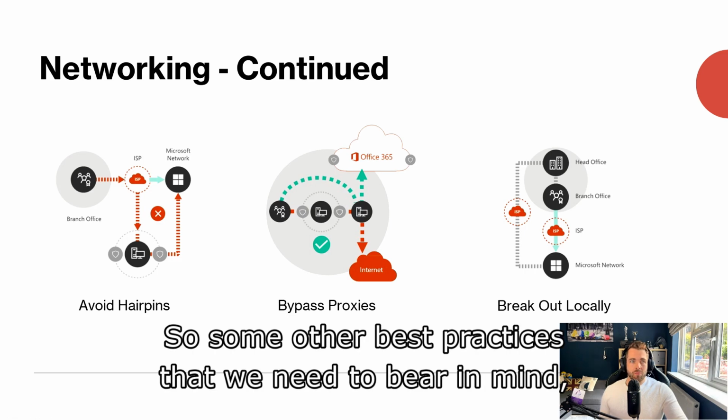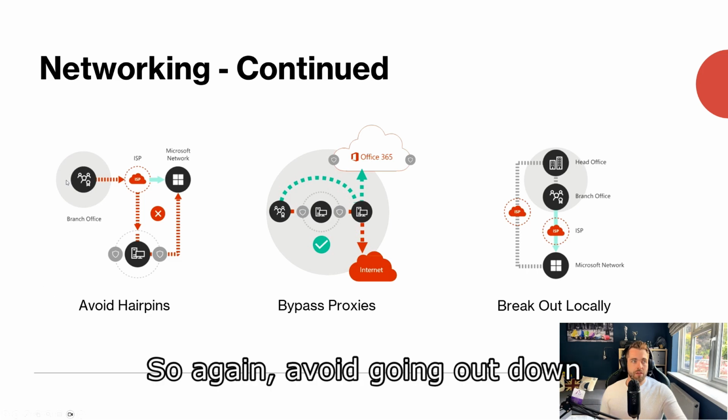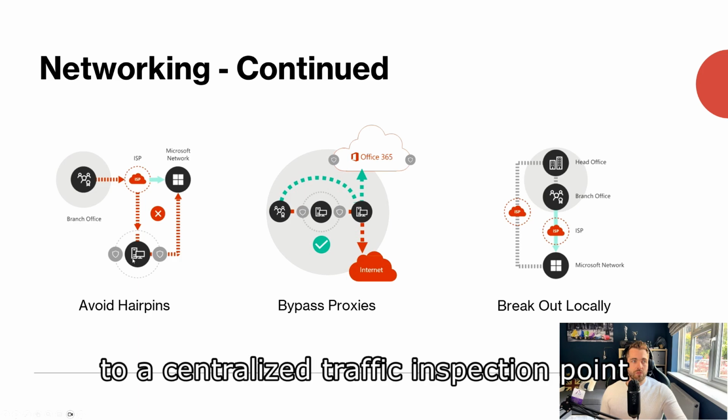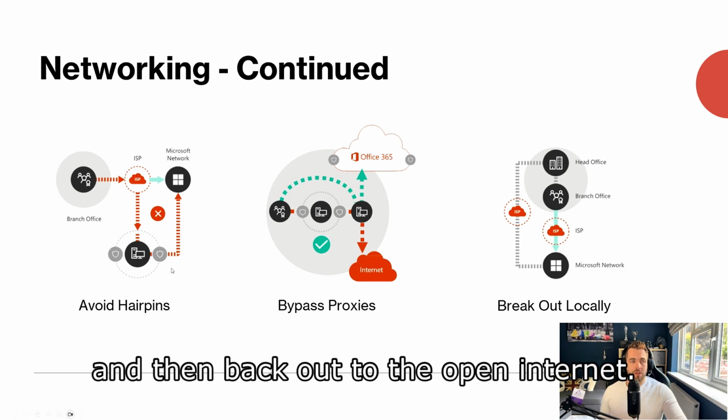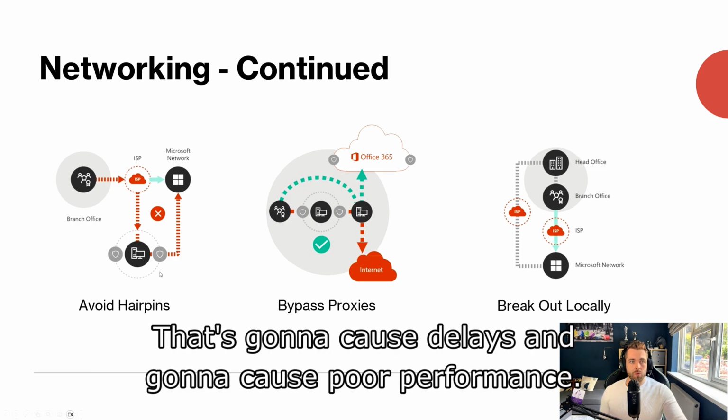So some other best practices that we need to bear in mind: avoid network hairpins. Again, avoid going out down to a centralized traffic inspection point and then back out to the open internet. That's not good. That's going to cause delays and poor performance.